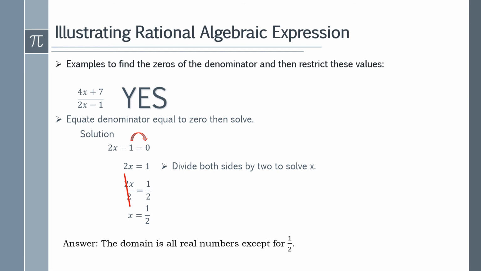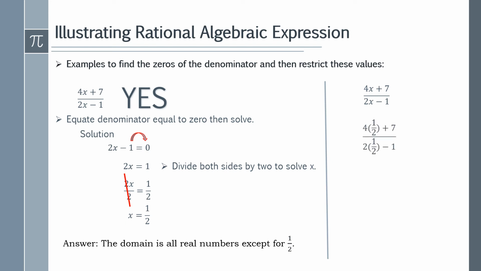So, therefore, now class, the answer is the domain is all real numbers except for 1 half. So, you can use any number, class, okay? Any real numbers, except for 1 half. Why? Again, let's try. I-substitute natin ngayon yung 1 half. Let's see if magzi-zero ba yung denominator natin. Okay, this is the given, 4x plus 7 over 2x minus 1. Let's substitute x is equal to 1 half.